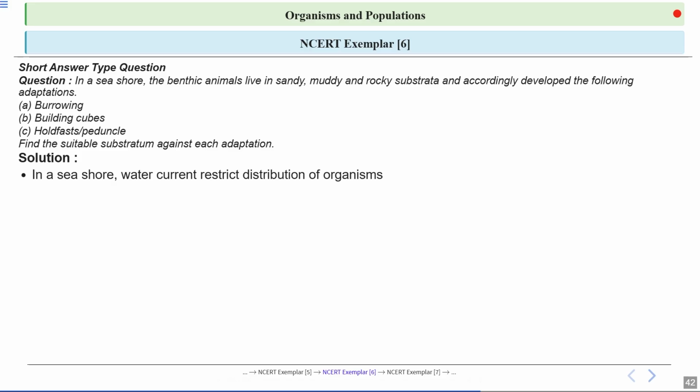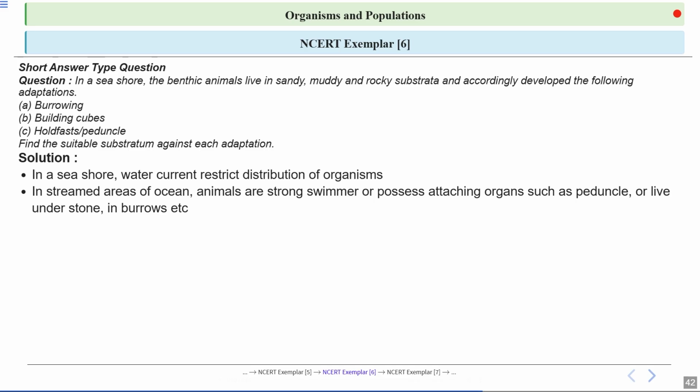Okay, now in a seashore, water current restricts the distribution of organisms. So these water currents on the seashore play a big role in where animals can live. These strong currents can wash away animals that are not well adapted. So only those with the right features can survive in certain spots.